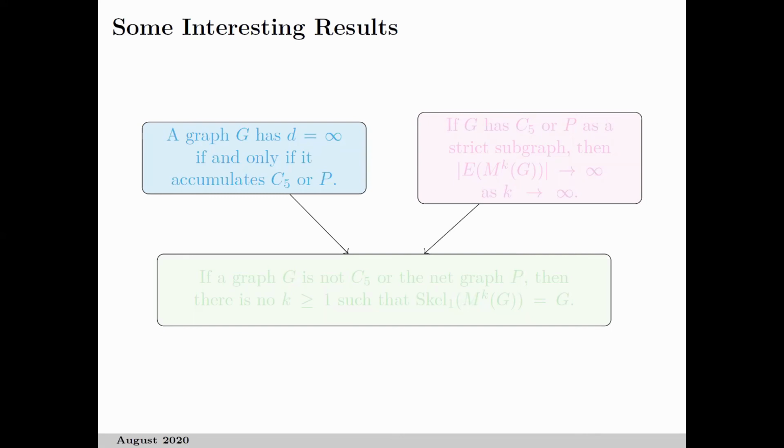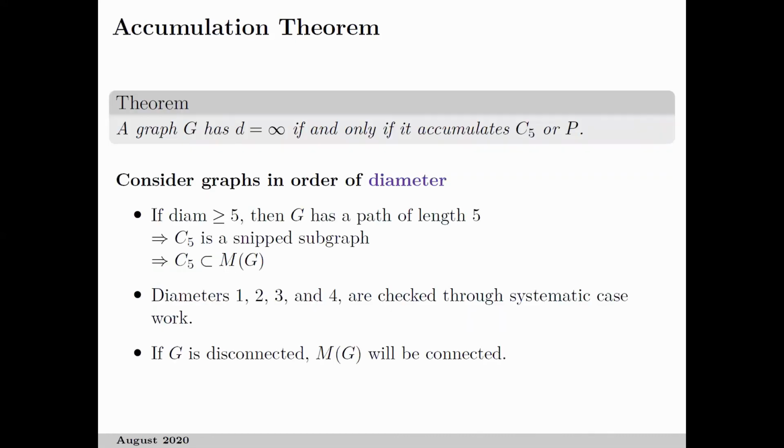This brings us to the first of 3 interesting results. A graph G has an infinite d-value if and only if it accumulates C5 or P. To prove this theorem, we broke up the casework based on diameter. Diameter essentially gives a measure of the compactness of a graph. If you have a bigger diameter, the graph is generally more spread out.